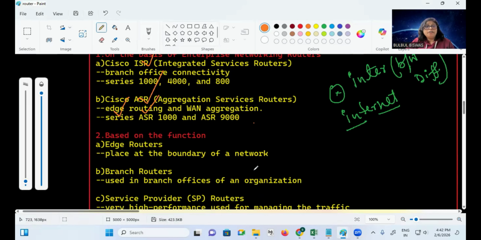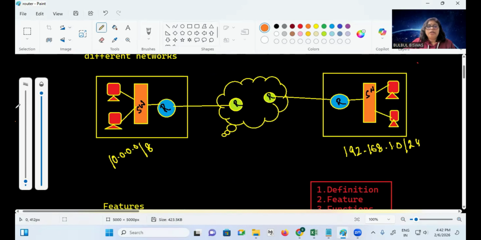If I go by the function the router is doing, on the basis of that we can say there are edge router, branch router, and service provider router. I think if you carefully follow the names, you can get the hints of what they want to say. Edge router means you can go for the edge of either the LAN or the WAN. So at the boundary of any network, the type of router we connect is our edge router. You can see it also in this picture.